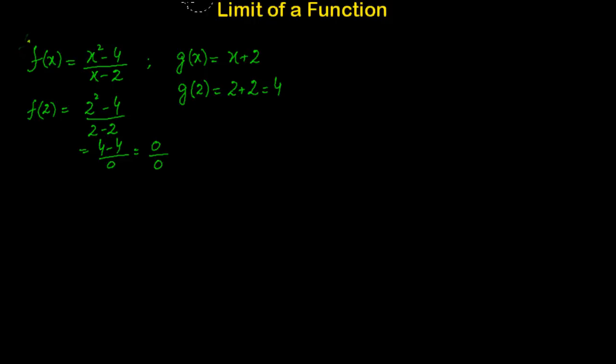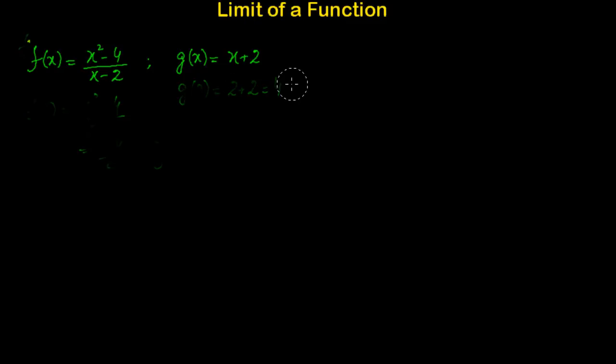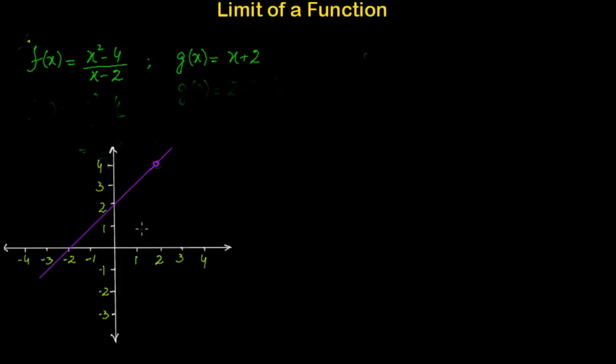If we look at the graph of this function, let me first rub out this. If we look at the graph of the function f(x) equals (x square minus 4) upon (x minus 2), its graph will be just like this. This is the x-axis, this is the y-axis. We see that for x not equal to 2, f(x) and g(x) are the same functions, but for x equals 2, f(x) is undefined and g(x) equals 4. So the graph of the function is like this. It is same as x plus 2, which is the line here.